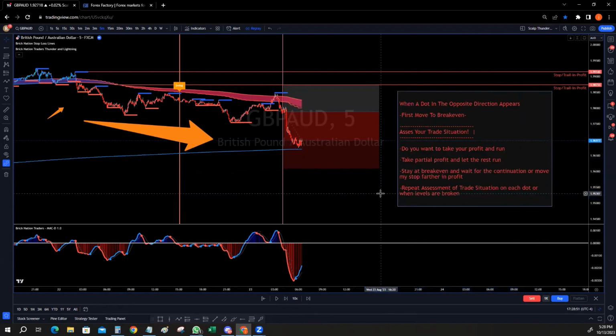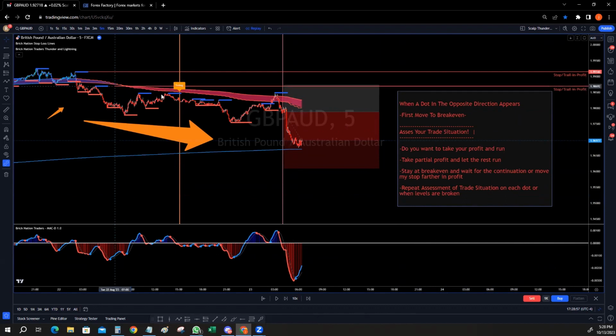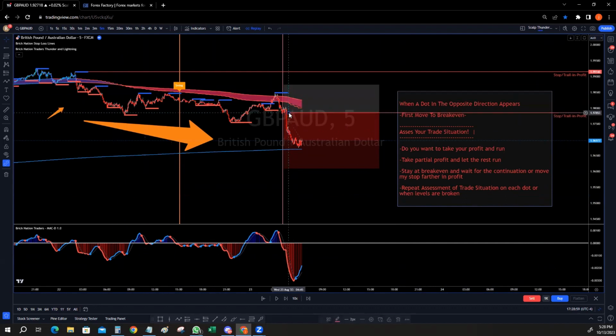All right, so first things first. As soon as I got down there, I know that's a zone. I am going to move my stop to break even. First thing you do is protect your capital. Move your stop to break even. Make sure you're not risking anything else.